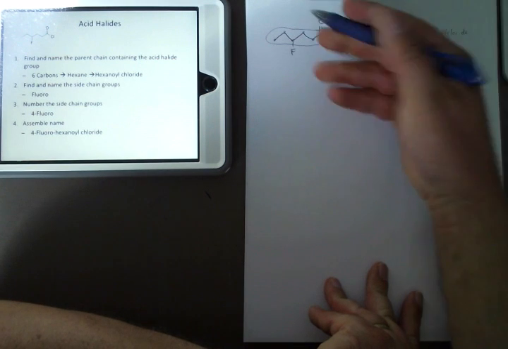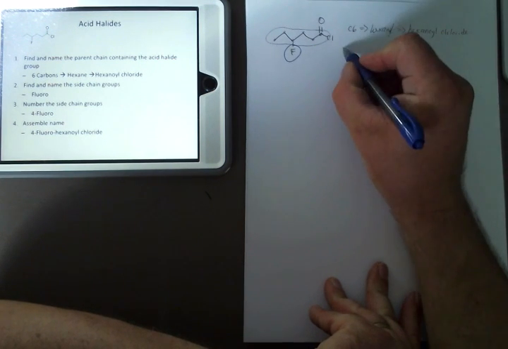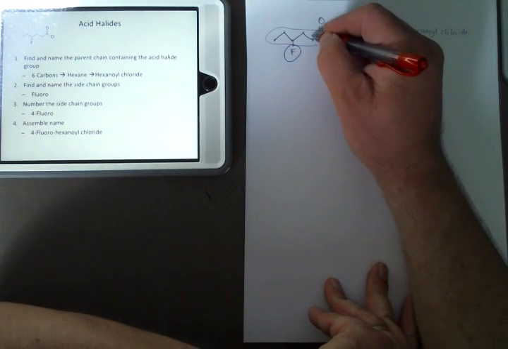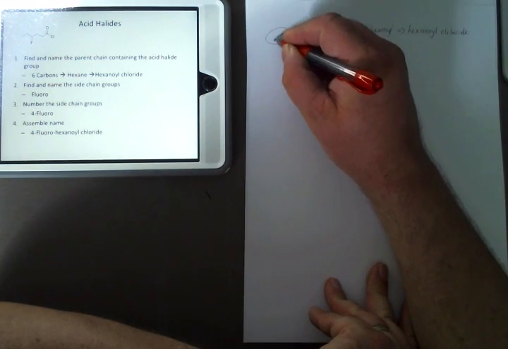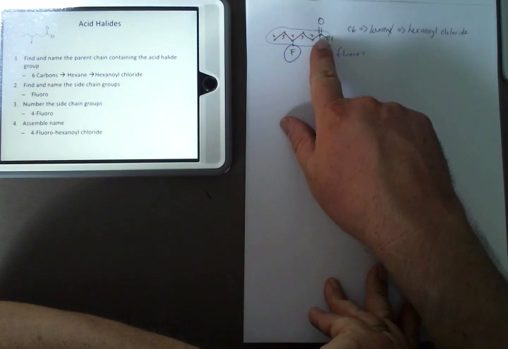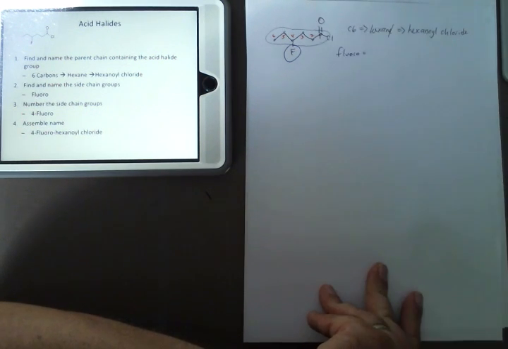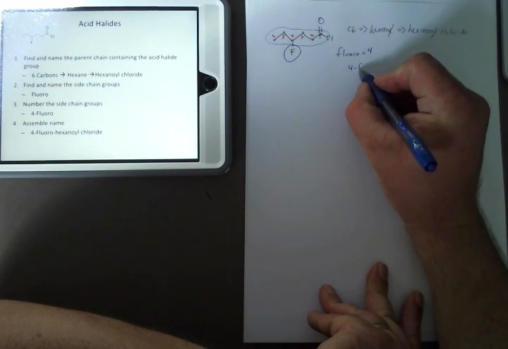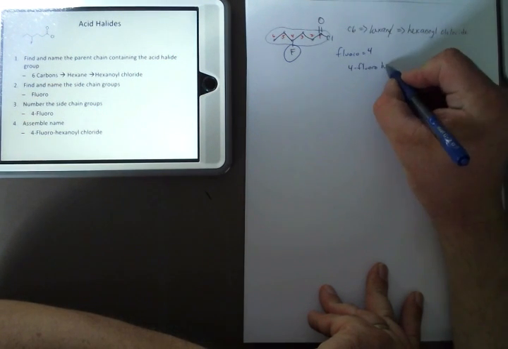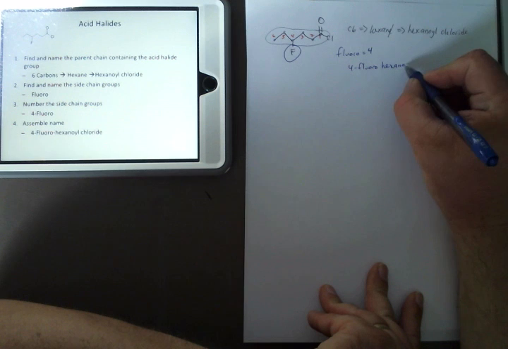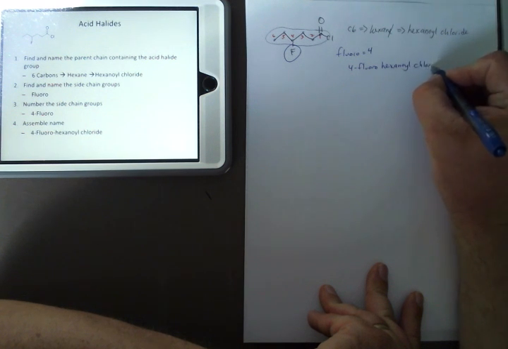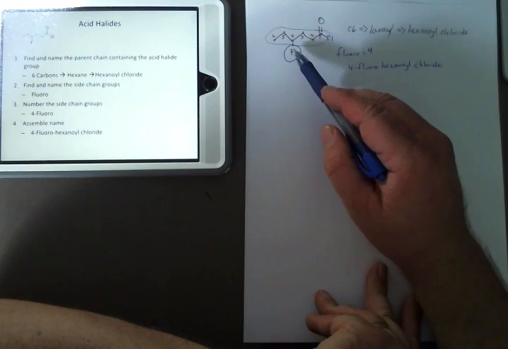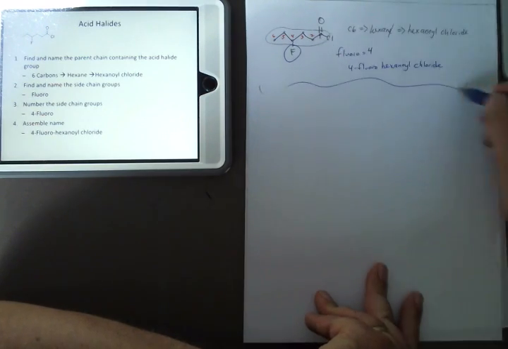Then we've got the fluorine here, so fluorine becomes fluoro. The numbering is 1, 2, 3, 4, 5, 6, where the acid chloride is carbon 1. This is hanging off of carbon 4, so it becomes 4-fluorohexanoyl chloride. You don't have to name this chlorine, since that's part of the acid chloride functional group, but you do have to name the fluorine. How about that? Okay.